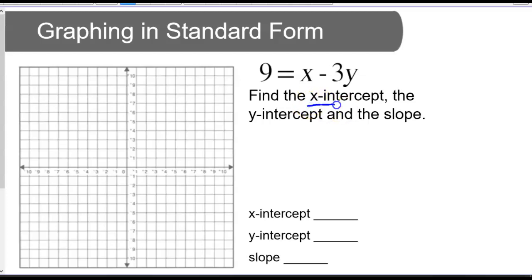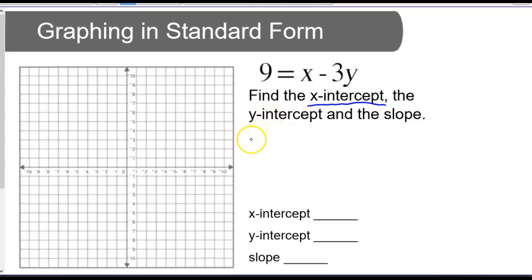So let's start with that x-intercept. That's the point where the line crosses the x-axis. Well, the x-axis is right here. Where's the line going to cross along here? Well, it's going to cross at some point where the y-coordinate is 0. So, since I know the y-coordinate is going to be 0, I'm going to substitute a 0 in for my y so I can calculate the x.